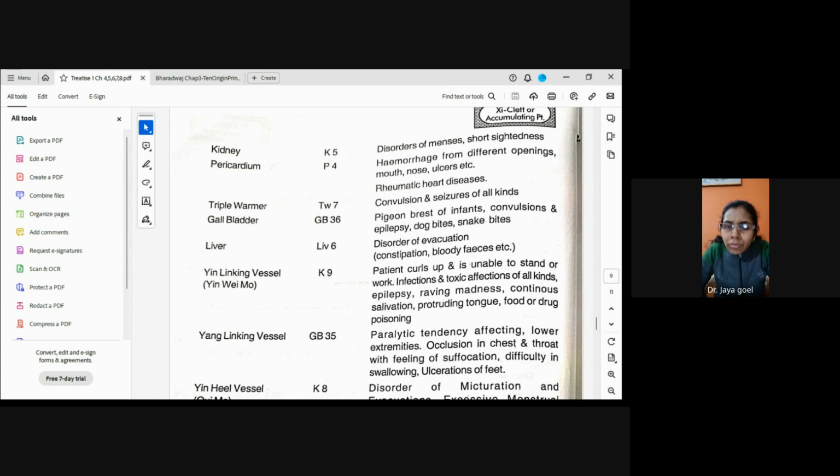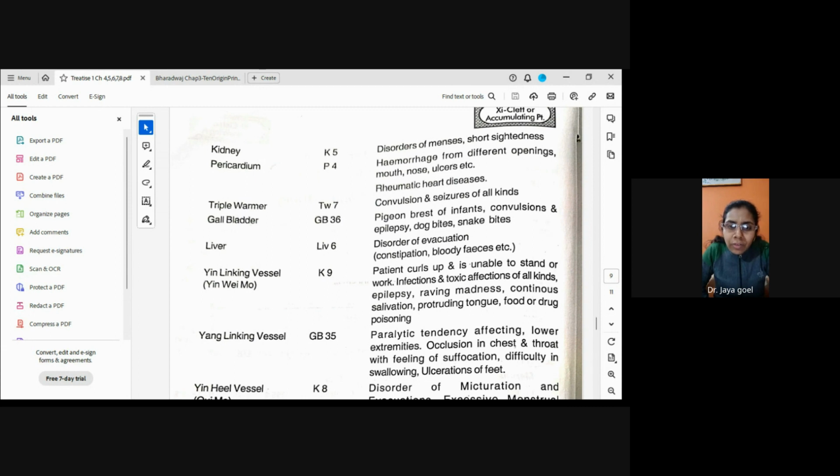Wind madness and continuous salivation. Some people have a regular problem of salivation, a protruding tongue, or food or drug poisoning, and these can be treated on K9.